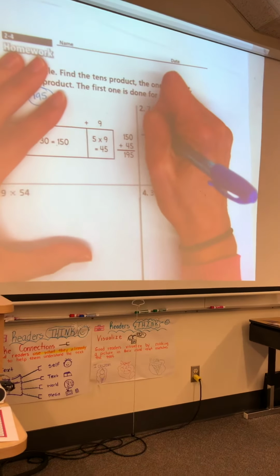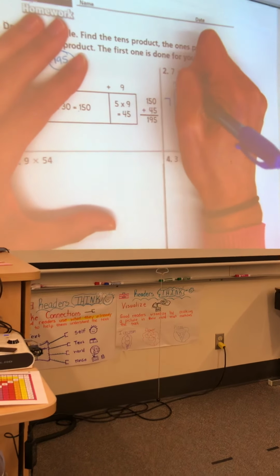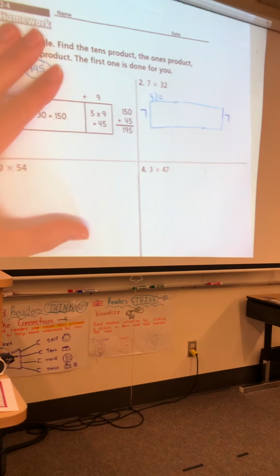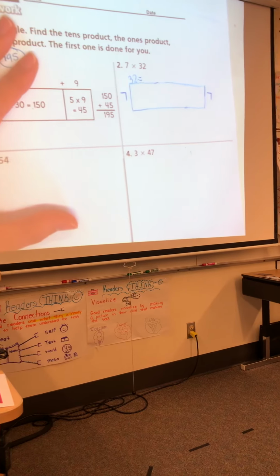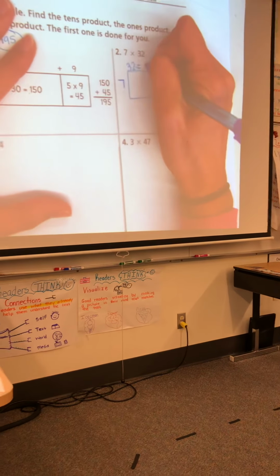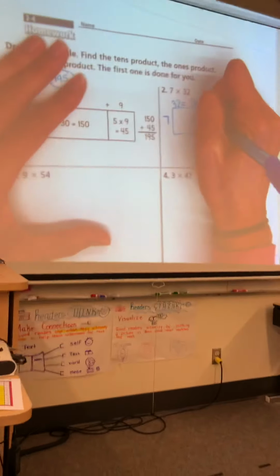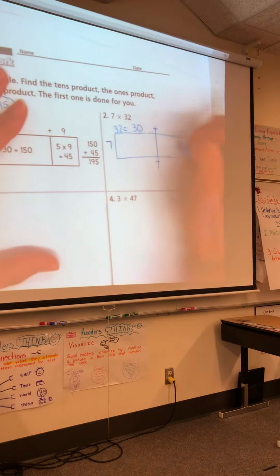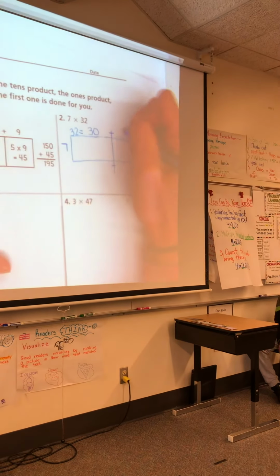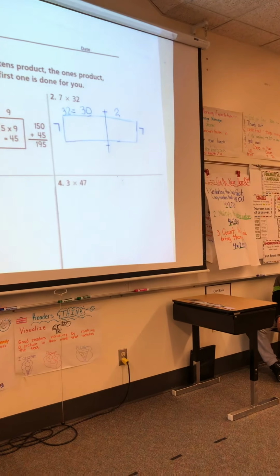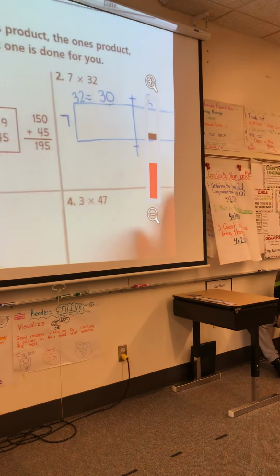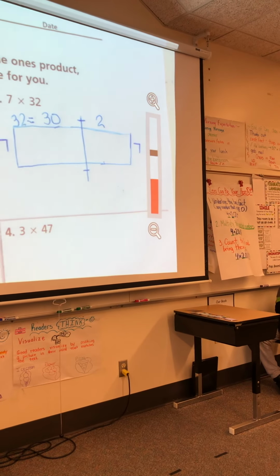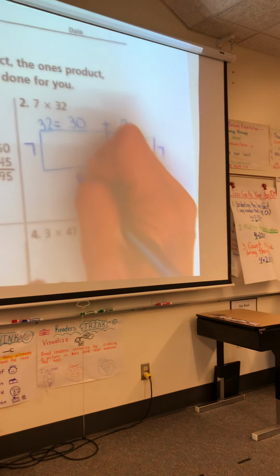32 is a pretty scary number. So I'm going to take 32 and I'm going to write it in expanded form. When I write it in expanded form, I'm going to go ahead and say that the 3 is really 30. And when I make my plus sign, I go all the way down. I always break my rectangle at the plus sign. And then I'm going to make this guy 2. 32 is the same thing as 30 plus 2. I'm going to label that down here as well.